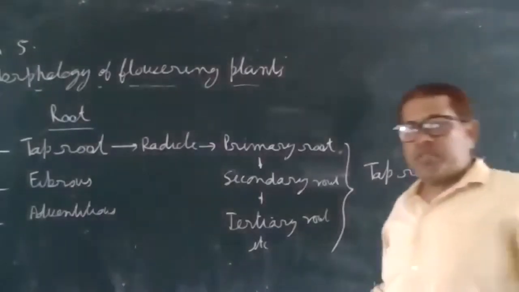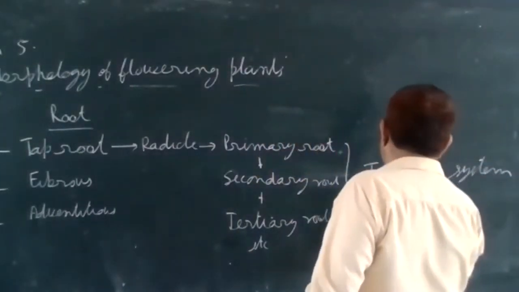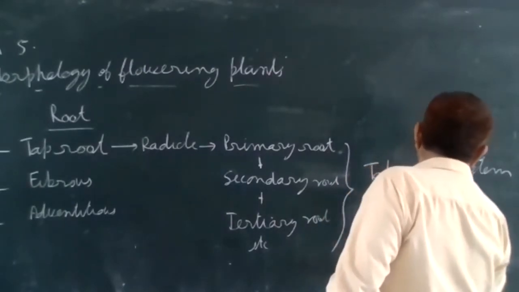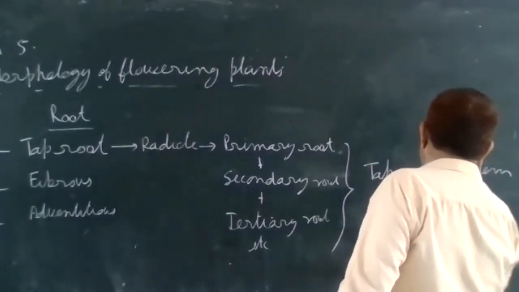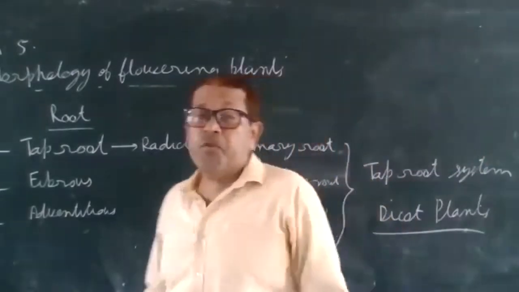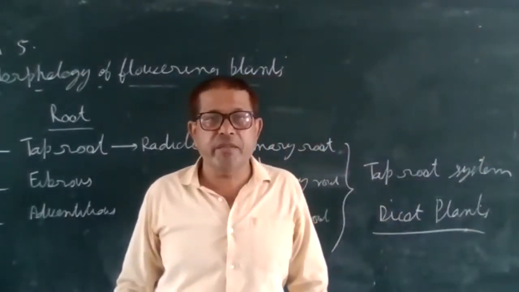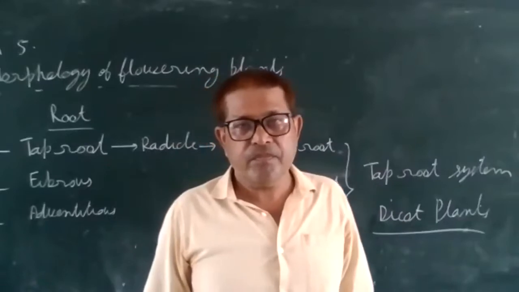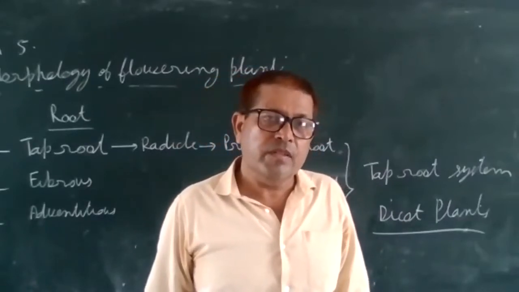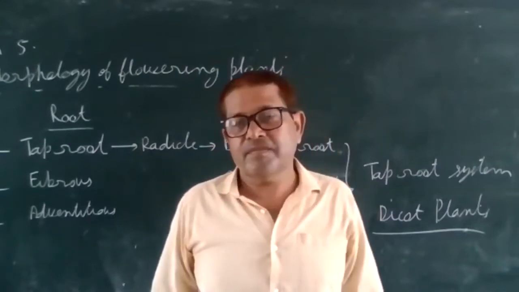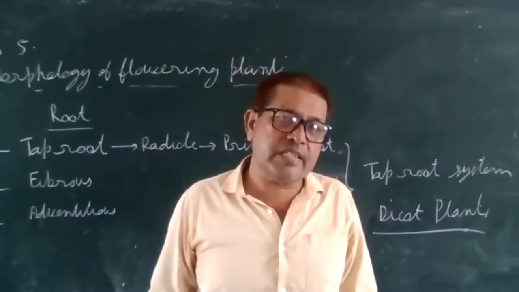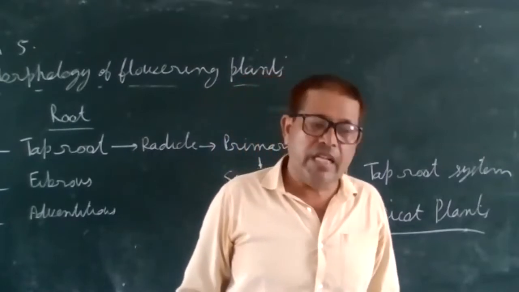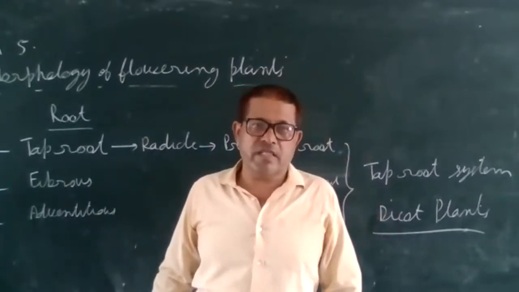Such type of roots is found in dicot plants. So the tap root system is found in dicot plants, such as mustard, pea, mango, many pulses, etc. So these plants have a tap root system.